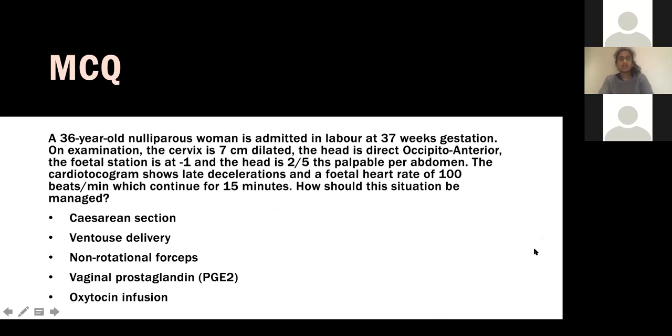Okay, so now that you guys know all of the indications for an instrumental delivery, what would you do for this lady? She's nulliparous, 37 weeks gestation, cervix is 7 centimeters, head is OA, and the fetal station is -1. And you've got some CTG changes.